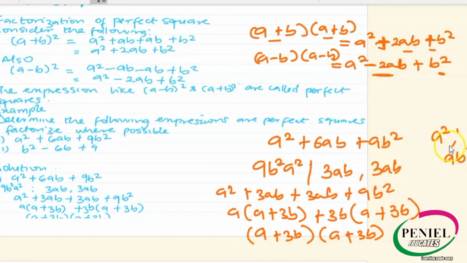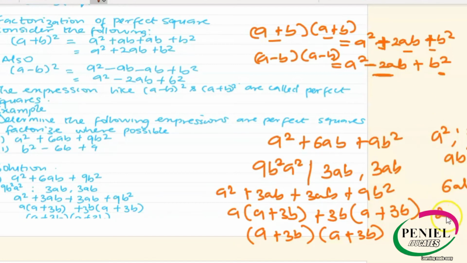All right, so these 2 terms are perfect squares. Why? Because their square roots are, the square root of a square will be plus or minus a, and the square root of 9b square will be plus or minus 3b. Okay, then the remaining one here is 6ab. Don't forget the 2ab that is there.